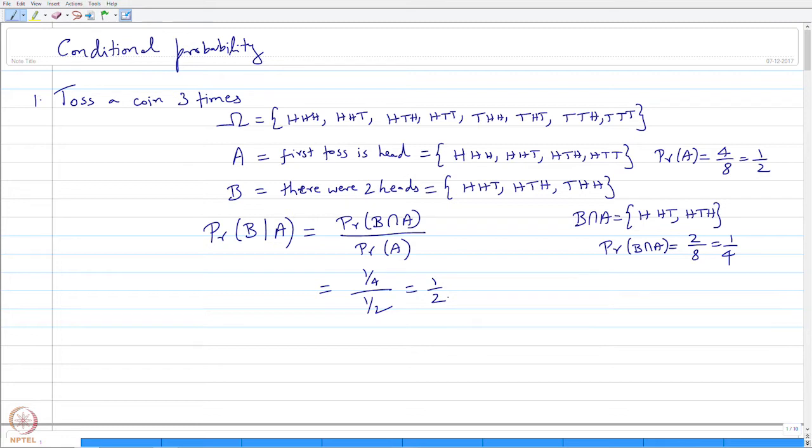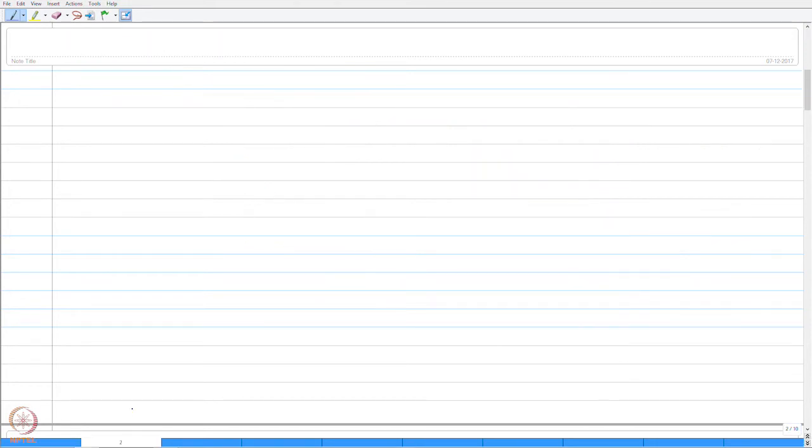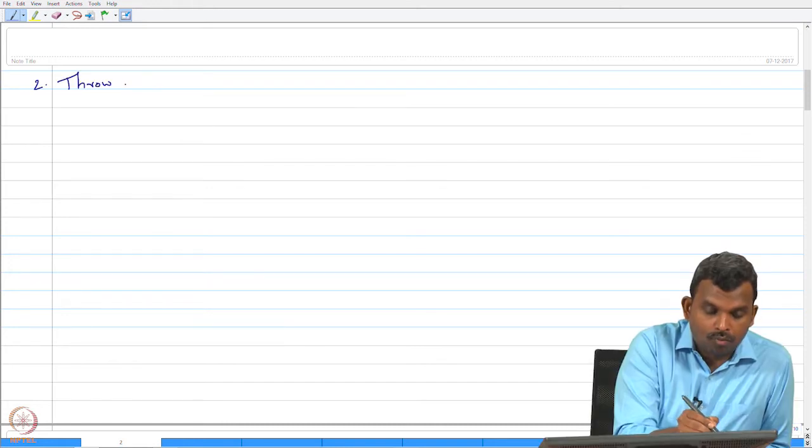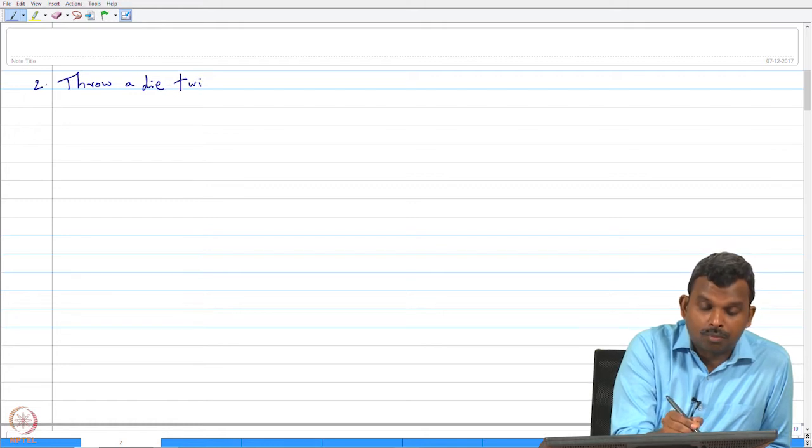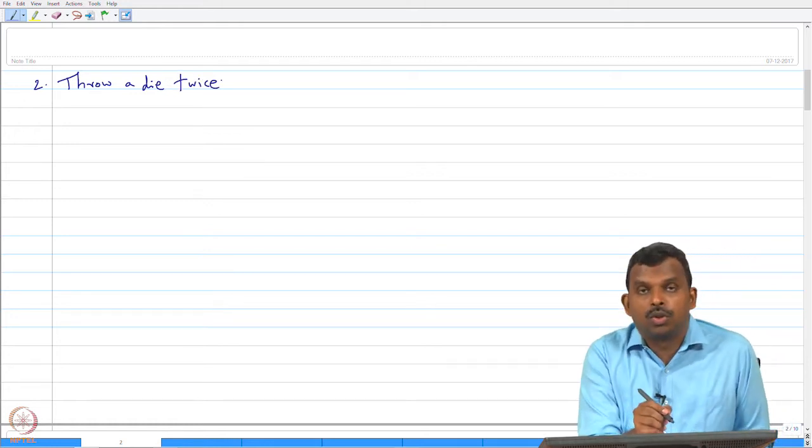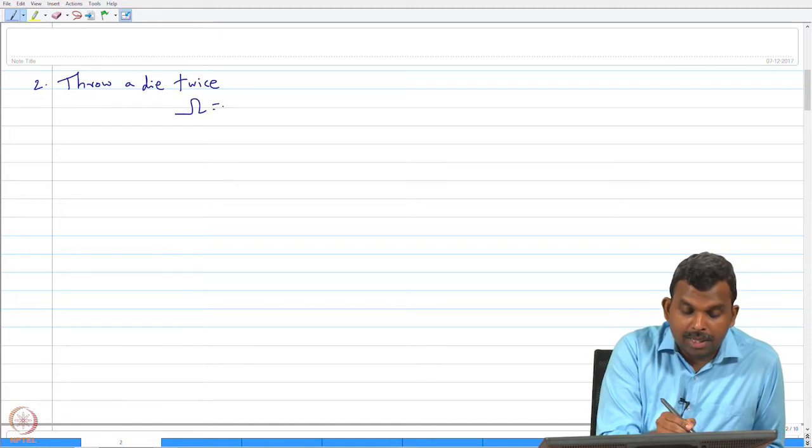Okay. So, hopefully this example was simple enough. There are various other examples that you can do like this, where you define an event A, another event B, and then you condition B given A. I am going to do one more example of such a case with throwing a die. We will throw a 6-faced fair die twice.